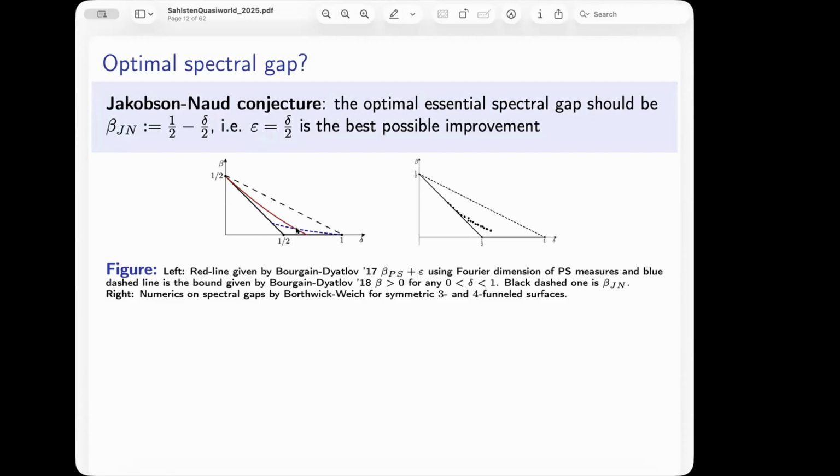And here's a picture of what is known. The dotted line is the Jakobson-Naud prediction. The red one is the Fourier decay bound that gets bad when you get close to a bit over half. Then the dotted blue line is what Bourgain and Dyatlov's paper did. You can see that the bound they get from Bernoulli-Malyoumi is actually worse than the Patterson-Sullivan gap at some point, so there is this kink point that is currently known. But then there is some numerics done on the essential spectral gaps.